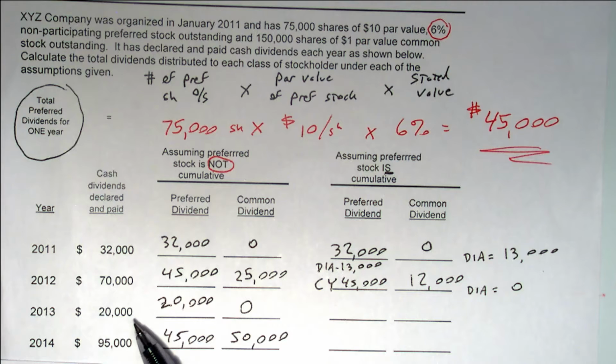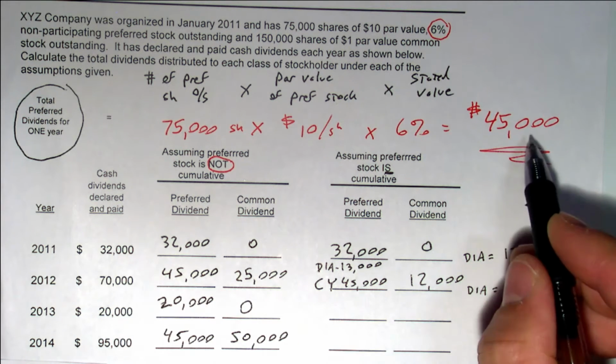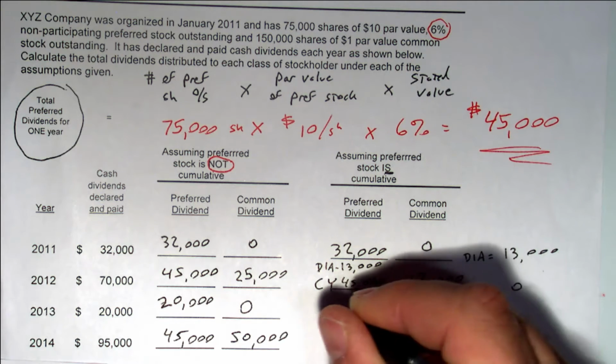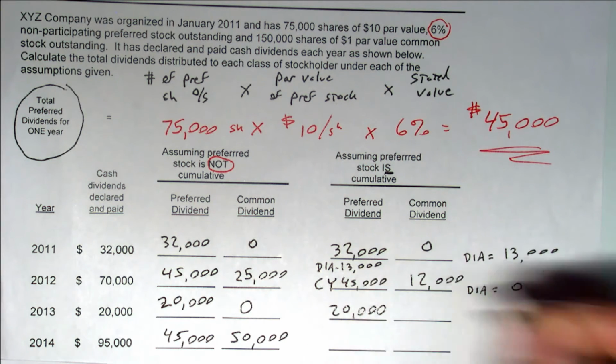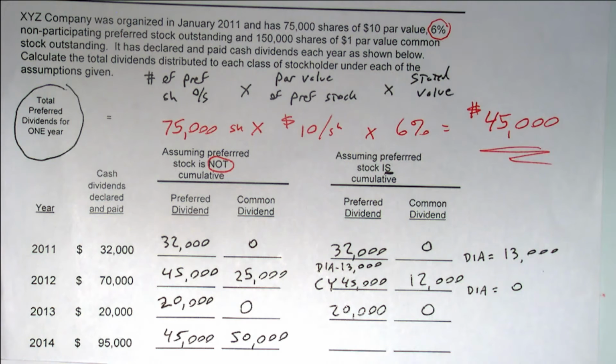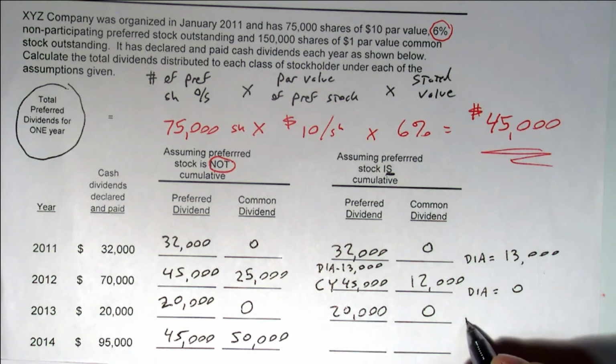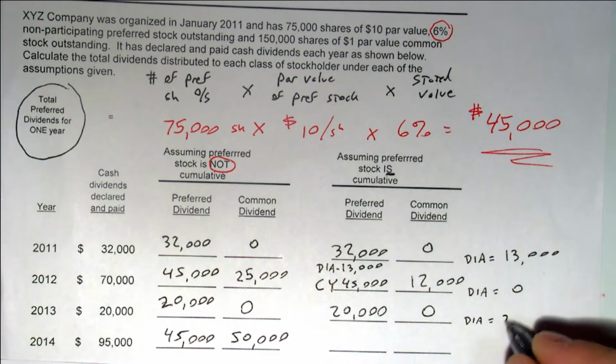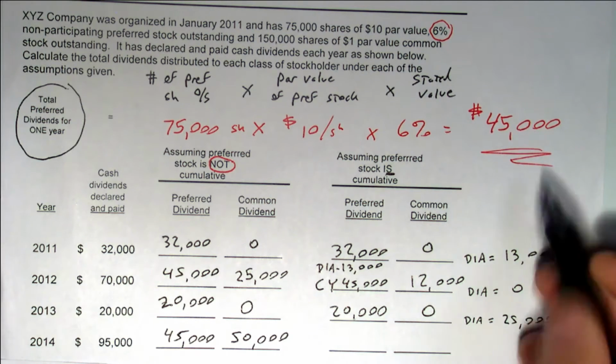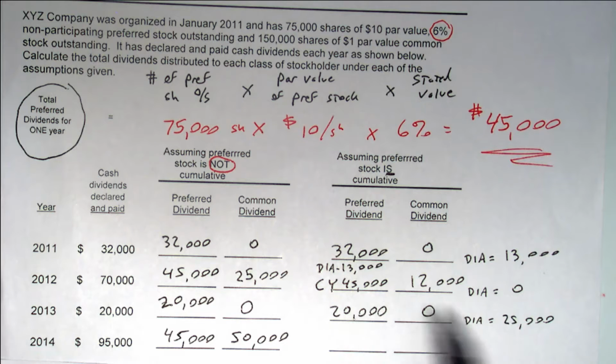Okay, next year comes, looks like it's a little leaner on cash. We only have 20,000. Well, we wish we could give the preferred 45, but we give them what we can, which is 20,000. Common gets zero, right? What is our dividends in arrears after we do this? 25. It's 25,000, which is the 45 minus the 20 equals 25 that we shorted them.